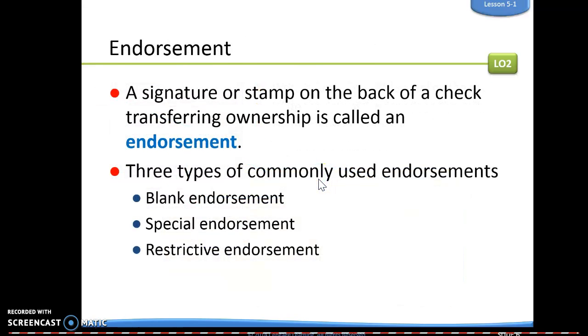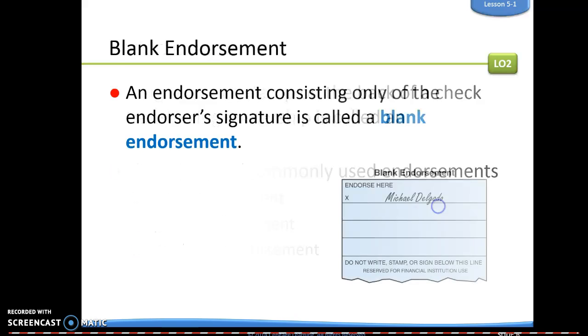Okay, endorsements. Endorsements means when you sign the back of the check. Now, sometimes it's going to be a stamp on the back of the check. And really, that's just saying that you are okaying that transfer of ownership. Now, there are 3 main types of endorsements. We have a blank endorsement, which you are probably most familiar with. We have a special endorsement, and then we also have a restrictive endorsement.